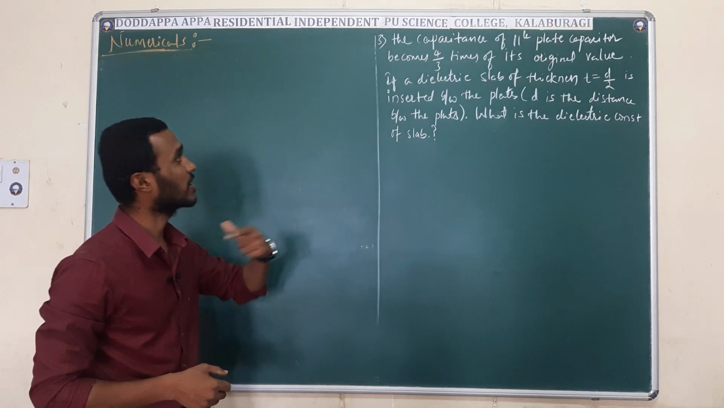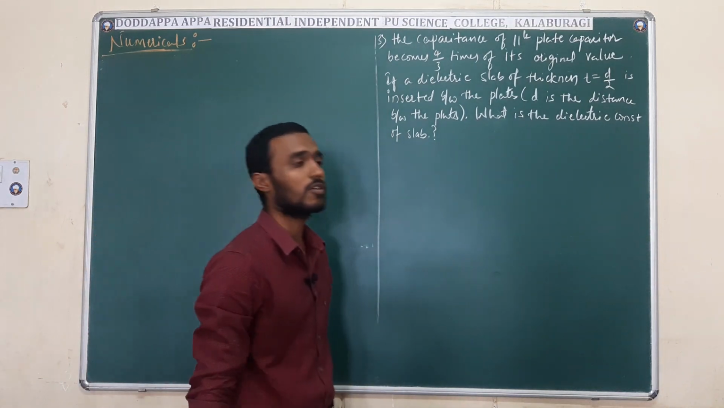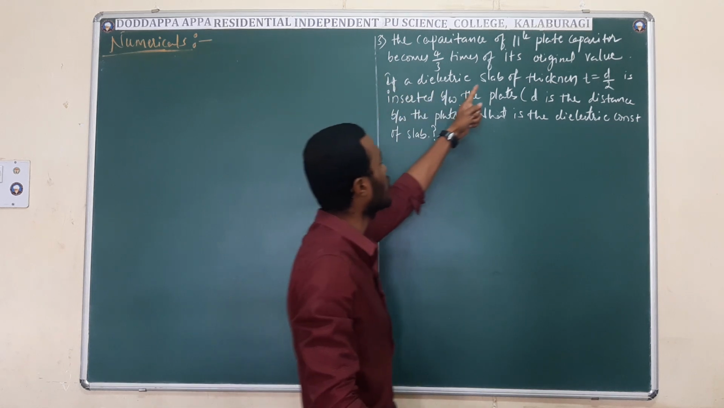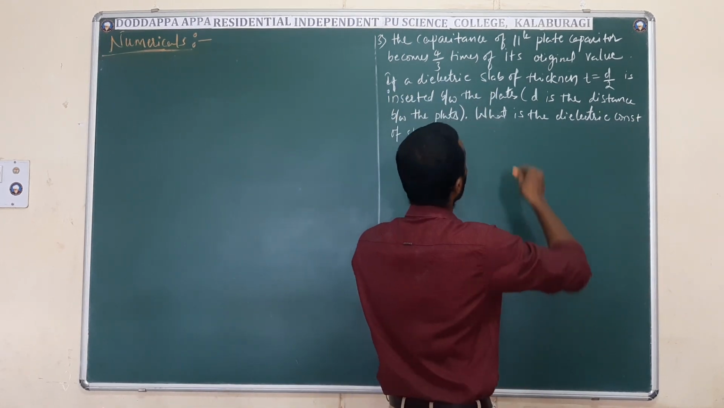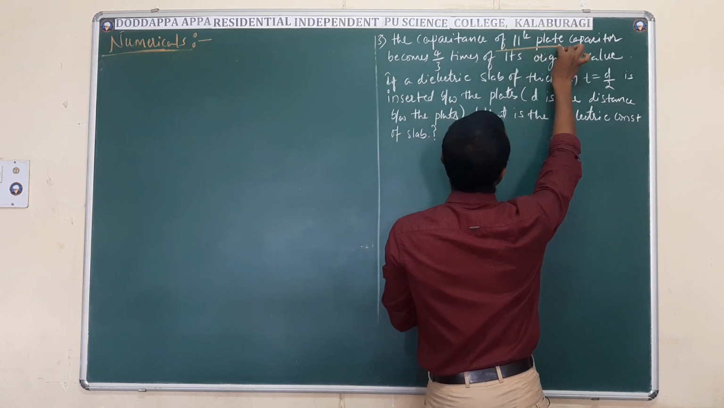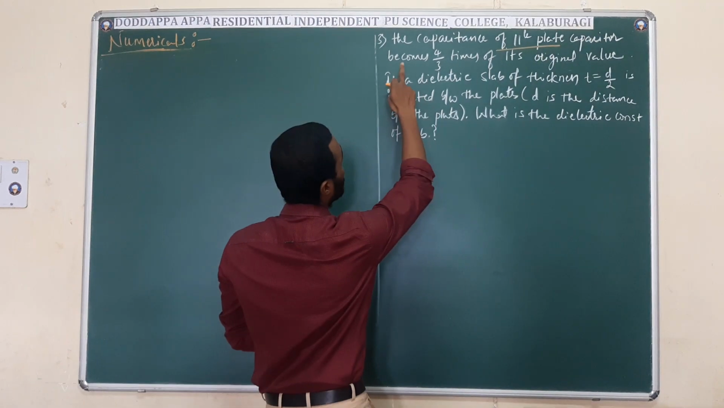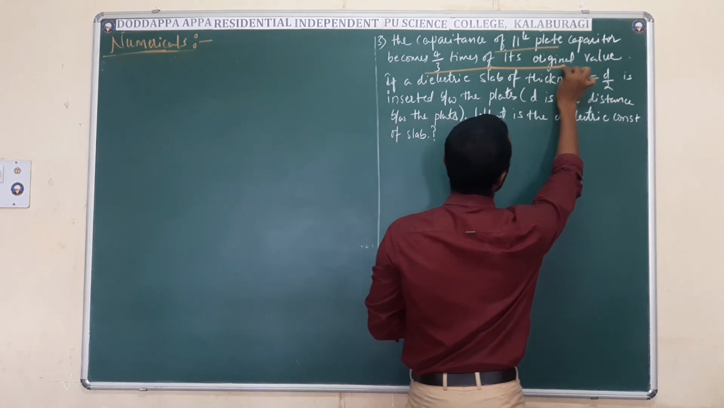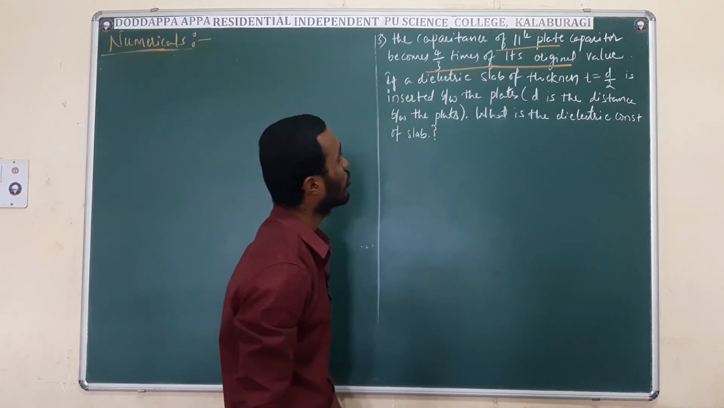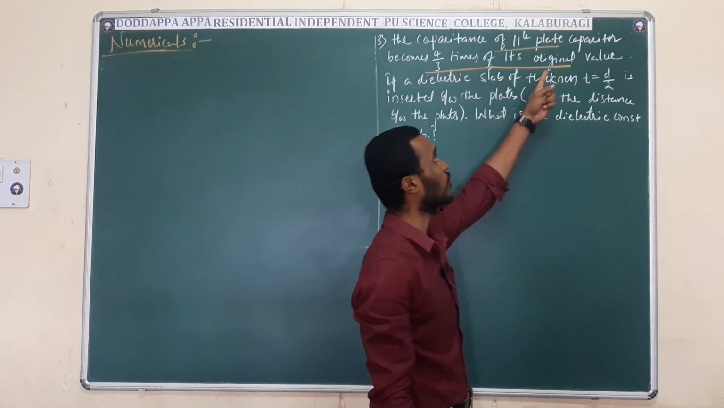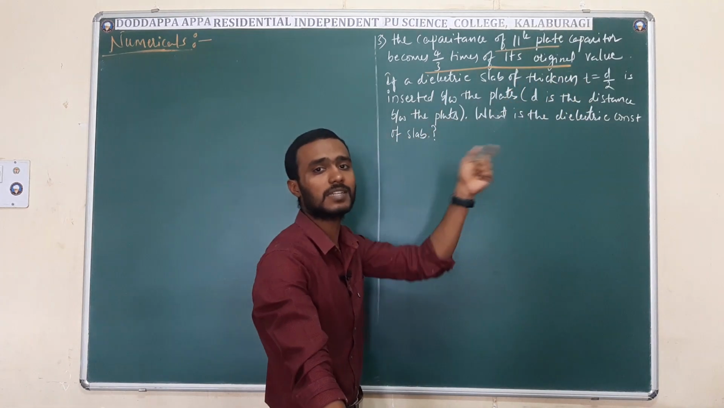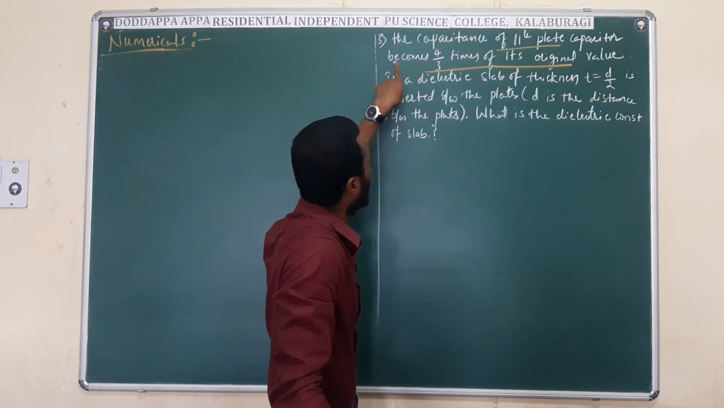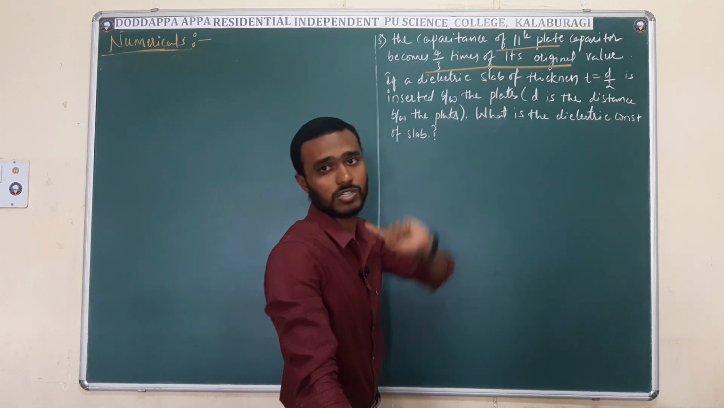Okay, this is our next question. This question is based on the concept of dielectric. See here, the capacitance of a parallel plate capacitor becomes 4/3 times of its original. Concentrate on this. Let us assume the original capacitance is C and the new capacitance C dash is equal to 4/3 times the original, right?